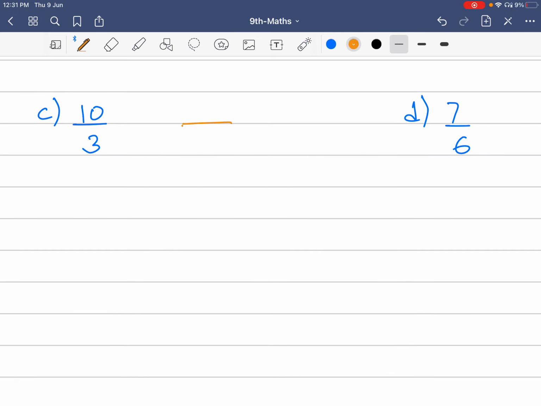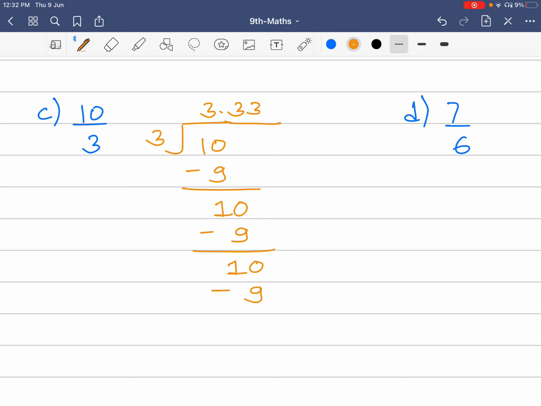Now we have this example 10 by 3. Let's continue with our process. Let's do the division. 3 threes are 9, so 1 is the remainder. I put a decimal point, then I get a 0. Then once again 3 threes are 9. So 10 minus 9 is 1 is the remainder. Once again I'll put a 0, and we'll again get 3 threes are 9. So once again 10 minus 9 is 1, and we put a decimal. So that becomes 10, and once again it will be 3 threes are 9.